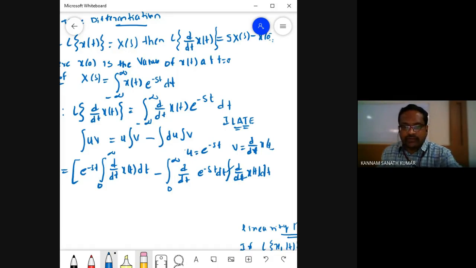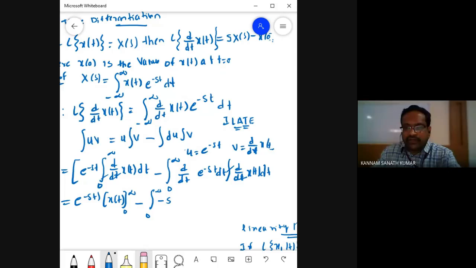Okay, so now here also integration and differentiation cancel. So what you are getting is e power minus st x of t, from the interval 0 to infinity, minus integration 0 to infinity of minus s into the differentiation of e power minus st. So differentiation of e power ax is a into e power ax, no? So minus s into e power minus st into x of t dt.